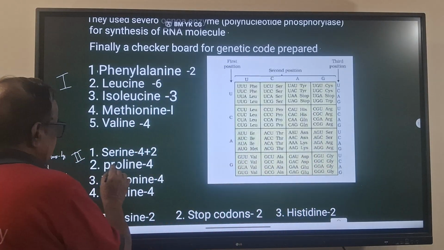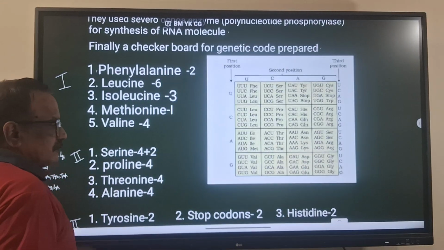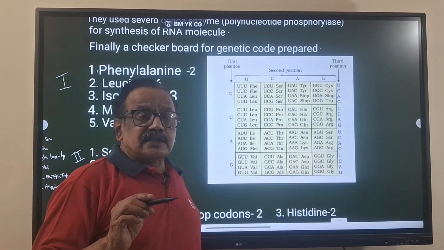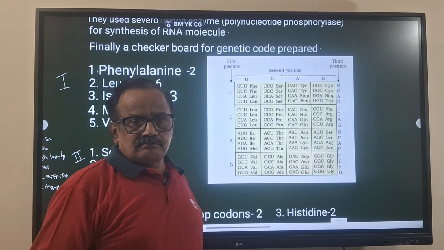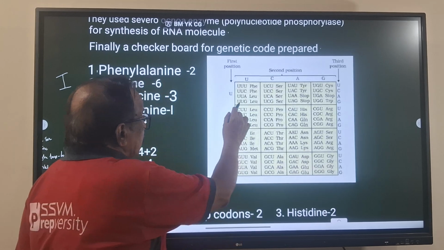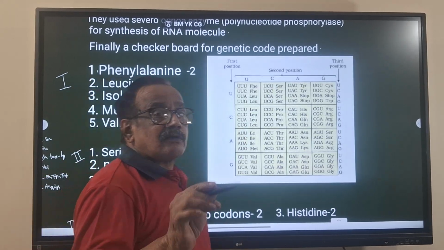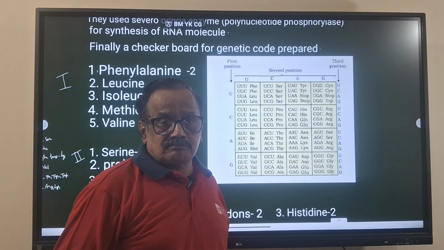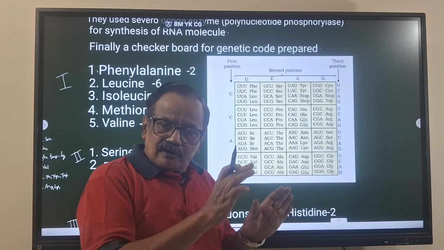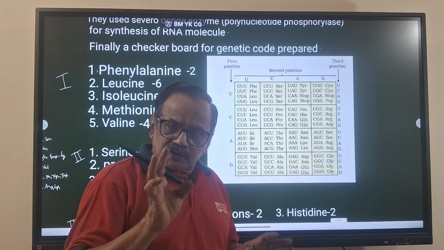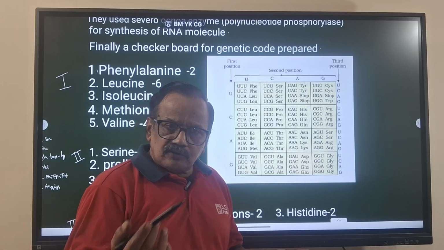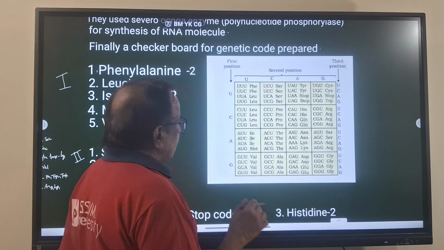For that only I wrote it here. 4 plus 2. Serine is having 6 triplet codons, and leucine is having 6 codons, and one more, arginine, is also having 6 codons. I will explain all these things in detail. It is easy to first just listen to this, and how to follow it also, I will show you. You will come to know.